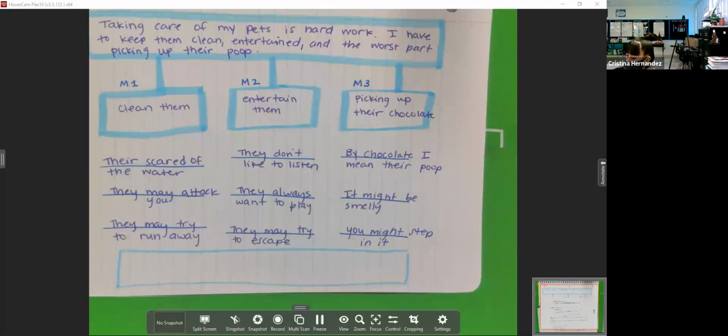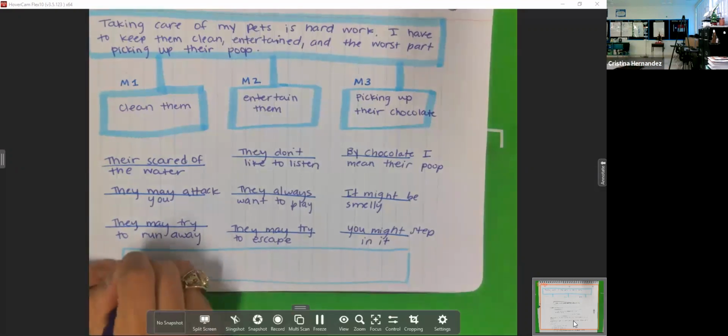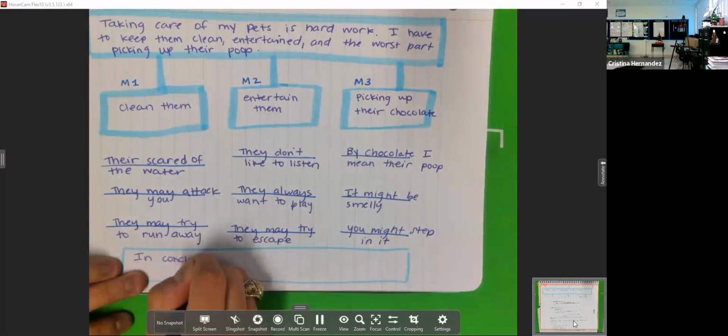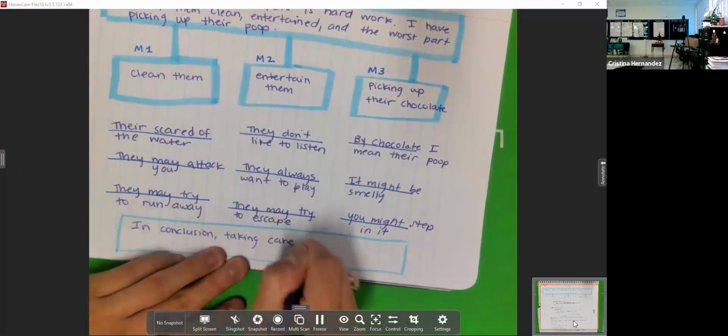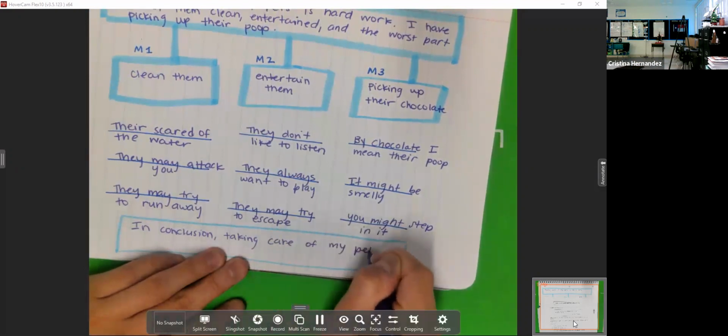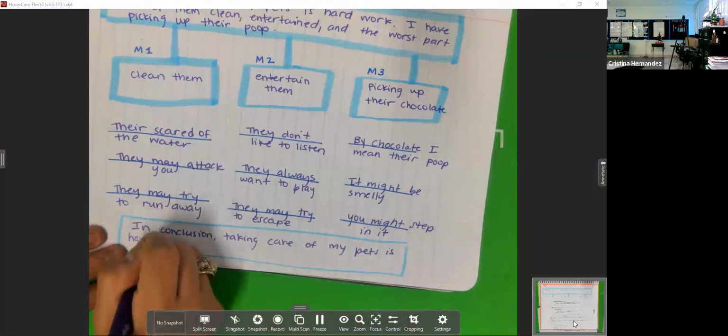How do we want to conclude our paper? In conclusion, taking care of what? In conclusion, what? How do we want to end this? In conclusion, taking care of my pets is hard work, isn't it? Would we agree? Would we not agree? Yep. So in conclusion, need a comma. Conclusion, taking care of my pets is hard work.